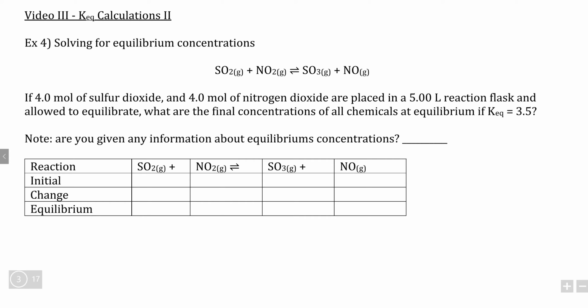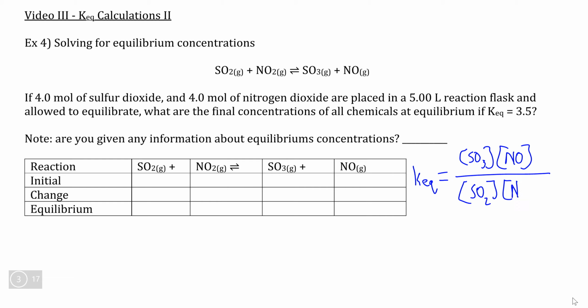In this video, we're going to be looking at two KEQ calculations that are a little bit less straightforward than the ones from the previous video. We can start this one by writing our equation for KEQ by simply taking the concentration of our products, sulfur trioxide and nitrogen monoxide, and dividing them by the concentration of our reactants, sulfur dioxide and nitrogen dioxide. In this case, we're actually given the value for KEQ, which is 3.5.